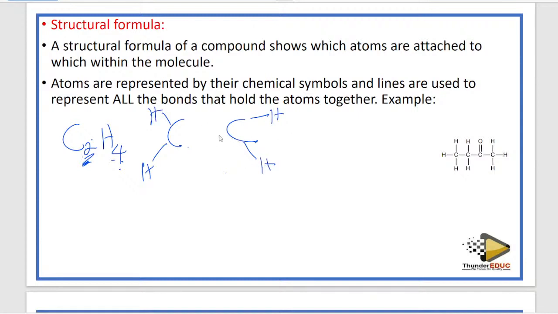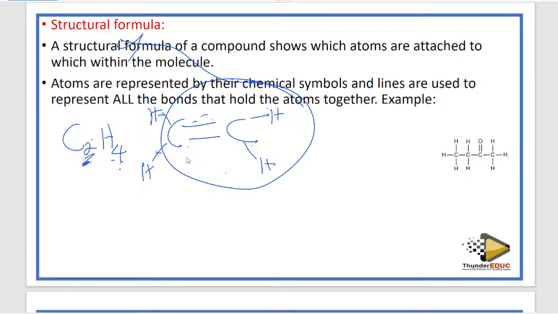How do I make this molecule so that each carbon atom has 4 bonds? I put the first bond, so it's 1, 2, 3. Even this one is 1, 2, 3. What if I add another one? So it's 1, 2, 3, 4. Perfect. This one has 4 bonds, and also this one has 4 bonds. So writing like this, you are writing the structure formula.